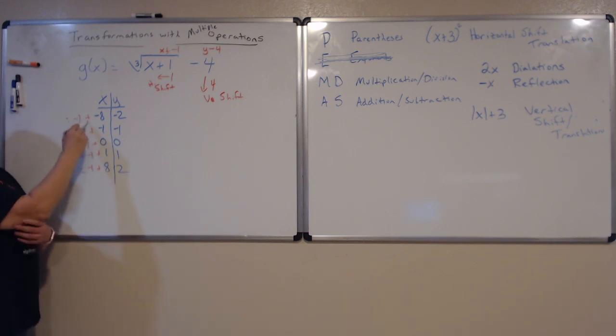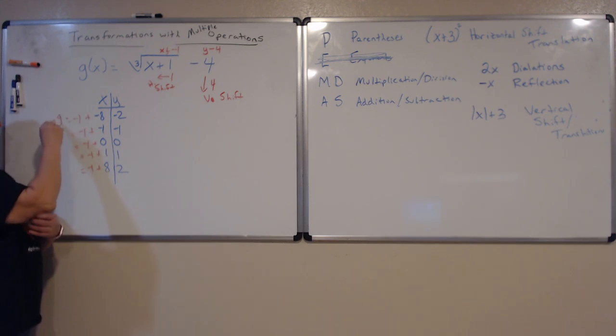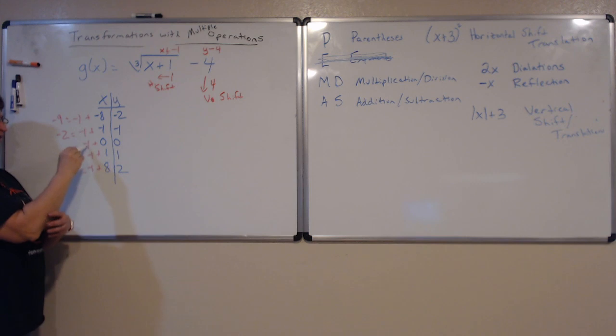So -1 plus -8 gives me a -9. -1 plus -1 gives me a -2. Negative 1 plus 0 is a negative 1. Negative 1 plus 1 is 0. And negative 1 plus 8 is 7.